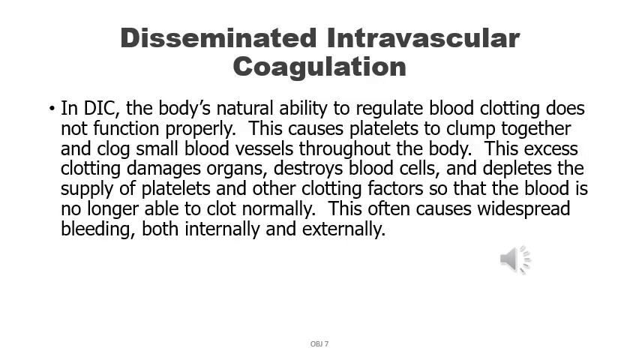In DIC, the body's natural ability to regulate blood clotting does not function properly. This causes platelets to clump together and clog the small blood vessels throughout the body. This excess clotting damages organs, destroys blood cells, and depletes the supply of platelets and other clotting factors so that the blood is no longer able to clot normally. This often causes widespread bleeding both internally and externally.